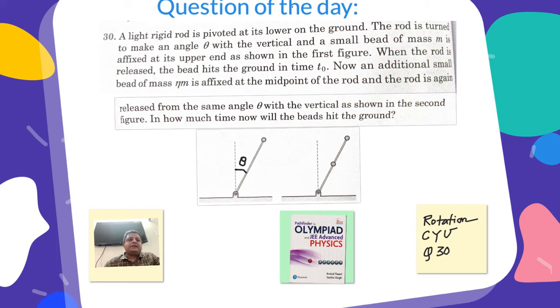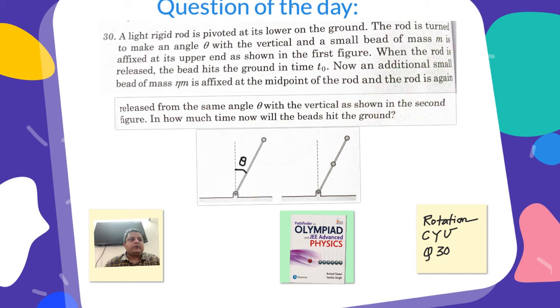When the rod is released, the bead hits the ground in time t naught. That means this falls to the ground, and the time taken is t naught. Now, an additional small bead. This is the additional bead. Apart from this bead, which was there in the first case also, in the second case you have one more bead at the midpoint, and that too is fixed to the rod.